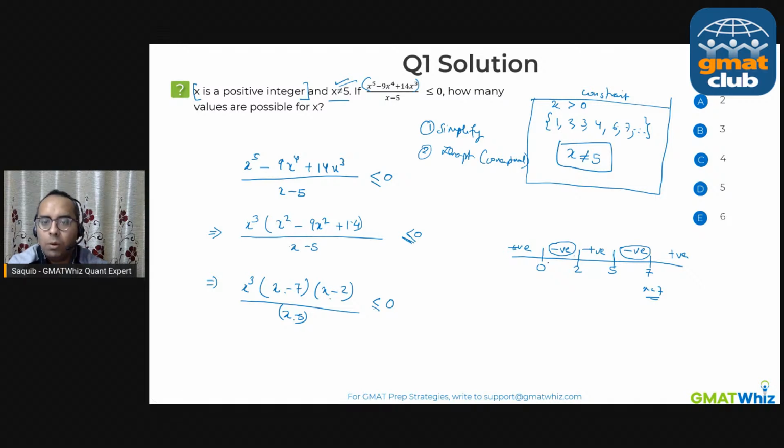Now you have a greater than or equal to 0. So let's say hypothetically for a moment, I take this full region. This is where I have negative. This is where I have a negative value. So what you're going to write is that the values of x could be within this range, or the value of x could be within this range. So the value of x could be 0, 1, 2. Value of x could be 5, 6, 7.